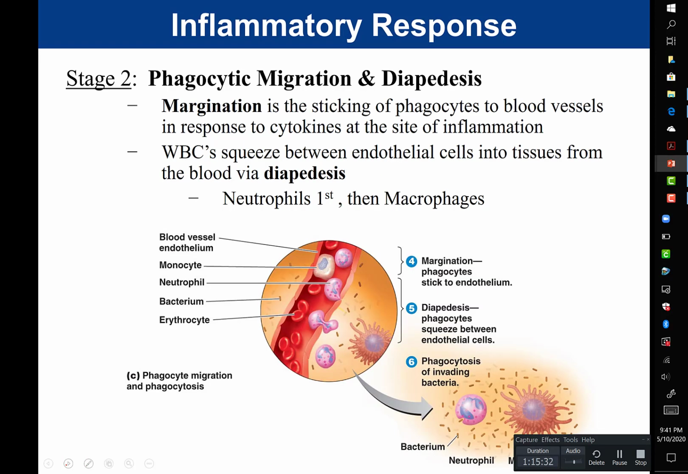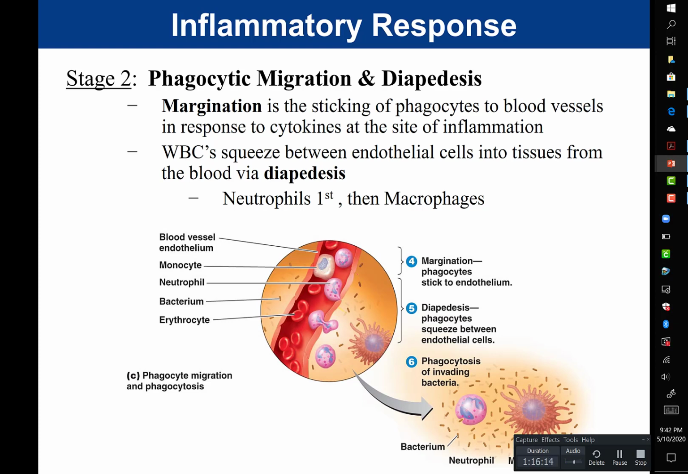Step 2 is going to be phagocytic migration and diapedesis. What's going to happen in stage 2 is we get what's referred to as margination. And that is that the white blood cells, the phagocytes, begin to stick to the blood vessels in response to cytokines at the site of the inflammation. Again, those cytokines are produced by the damaged cells, which causes the white blood cells to know where to go. And so they're going to stick to the blood vessels.